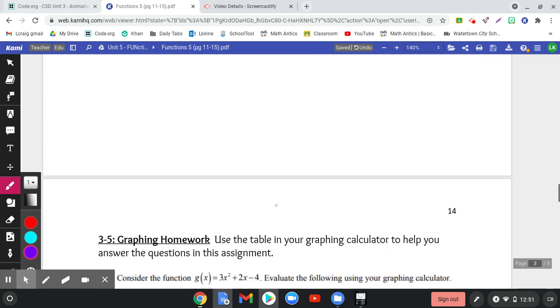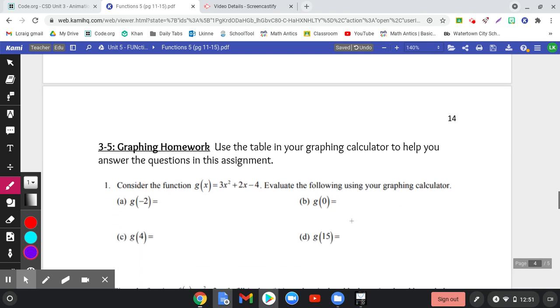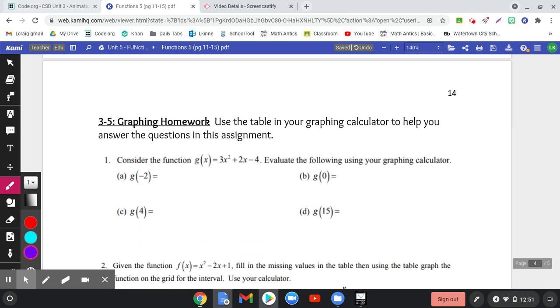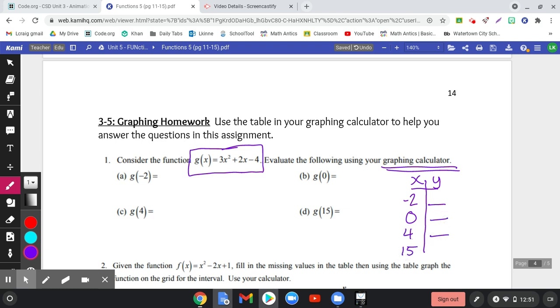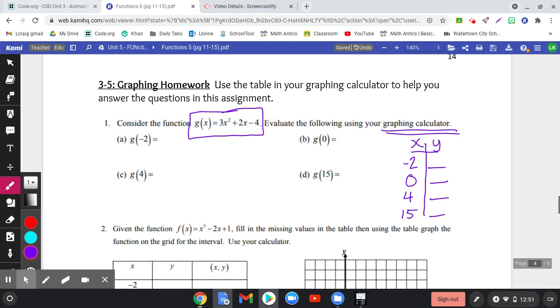Your homework practice is on page 14 and 15. On this one, there's your function. It says to use your graphing calculator to find those values. So basically, you're going to go to your graphing calculator, type that in, and then you're looking for g of -2. That's your x value, remember? So -2, figure out what that y is, 0, 4, and 15. So just figure out what those are using your graphing calculator.